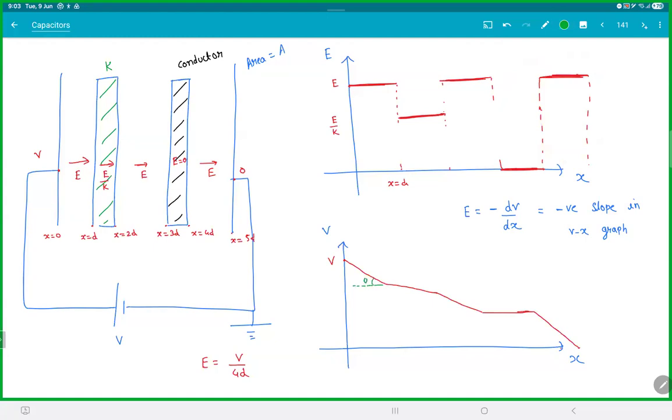So this would be theta. This angle would be some alpha. This angle would be theta. This angle would be theta. D, 2D, 3D, 4D, and 5D. So E is equal to minus tan theta, and E by K is minus tan alpha. So the slope will vary. Are you getting how the graph looks? Drawing the graph is difficult, but if they give you four options, it is easy to eliminate them.